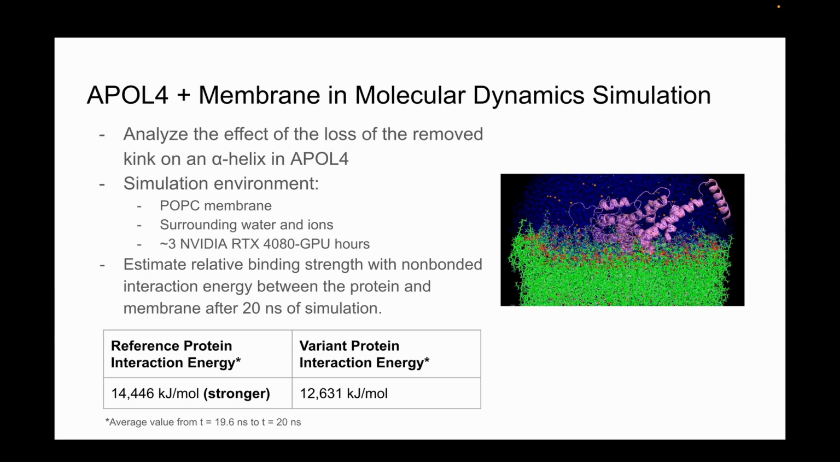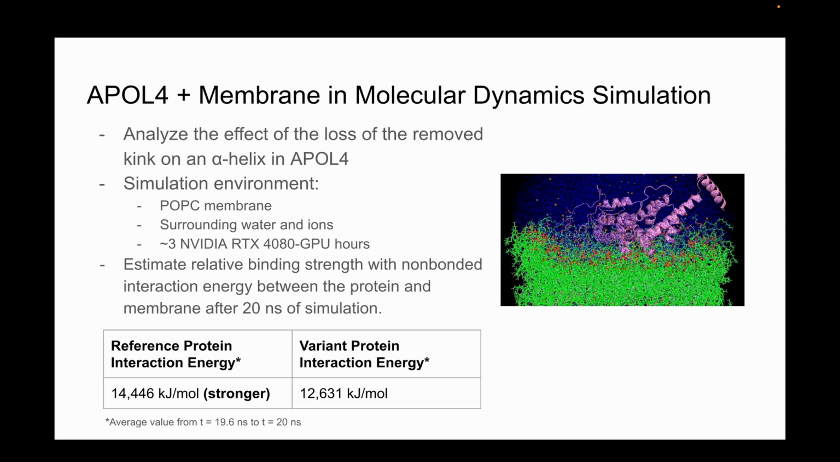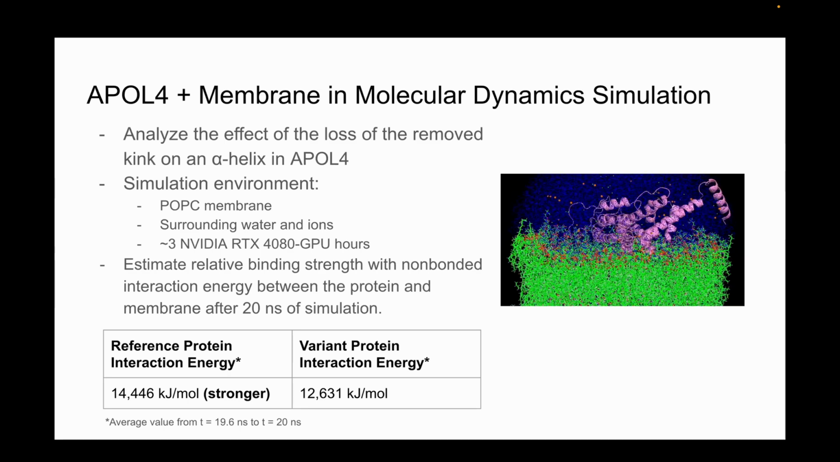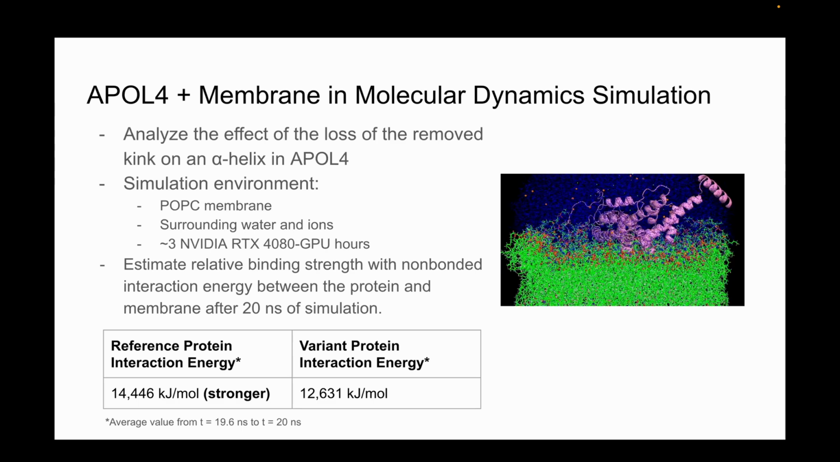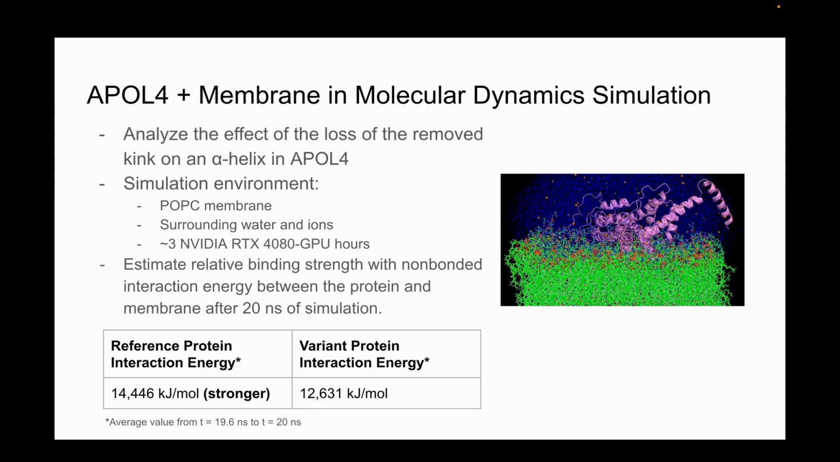Due to limited compute, we only ran it for 20 nanoseconds and looked at the non-bonded interaction energy between the protein and membrane at the end of the simulation as a proxy for binding affinity. We found that the normal protein with the kink more easily binds to the membrane than the variant protein.